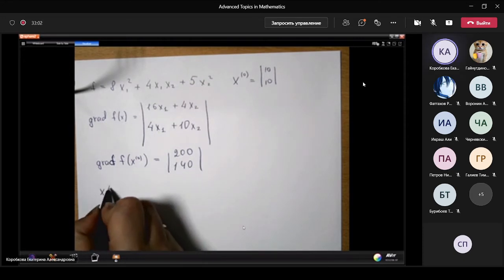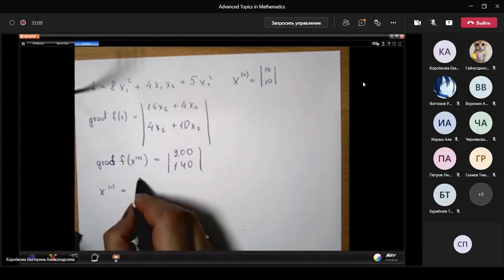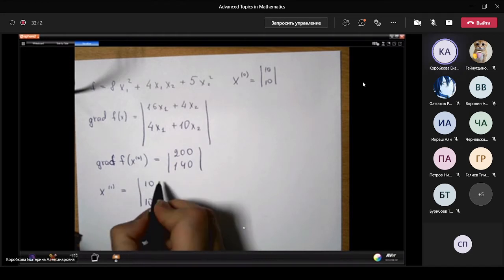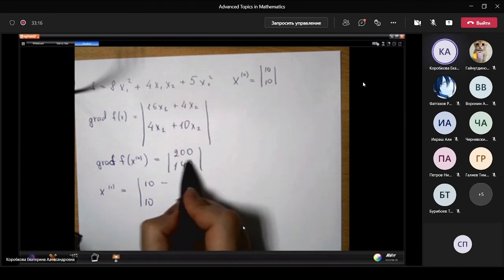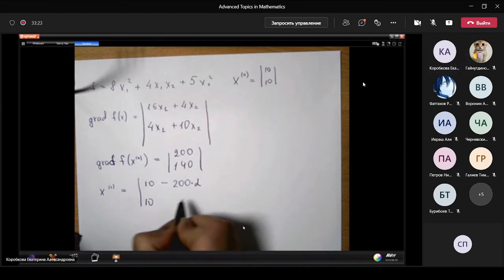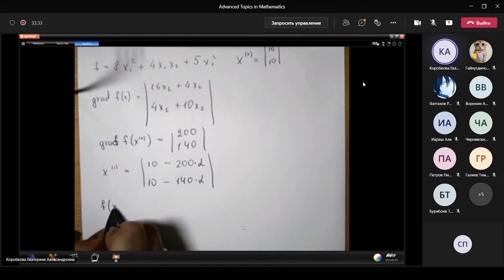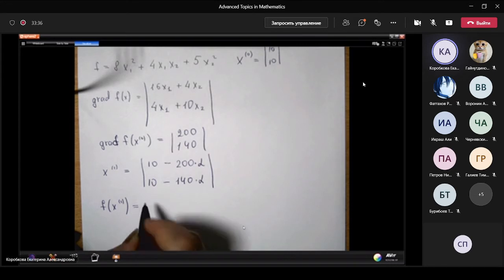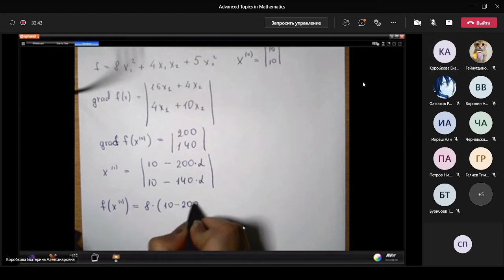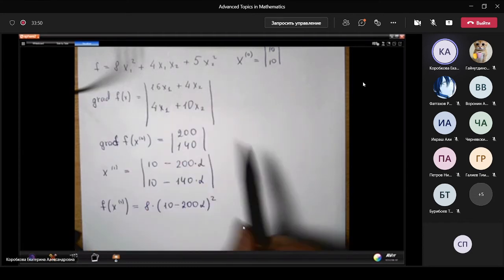Then our new point is supposed to be the difference between the initial point and the gradient at the initial point multiplied by the value of the step. Then our function at this point will be this one. We just put these coordinates into our expression.